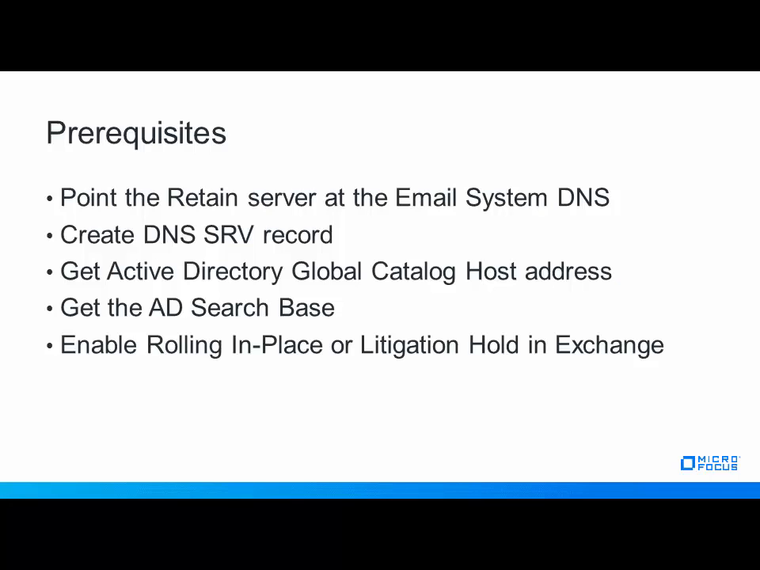There are some prerequisites that are beyond the scope of this video. Set the Retain server so that it points to the same DNS as the Exchange server. You will want to create a DNS SRV record for auto-discover. Get the address of your Active Directory global catalog host. Get your Active Directory search base. Enable rolling in place or litigation hold in Exchange.